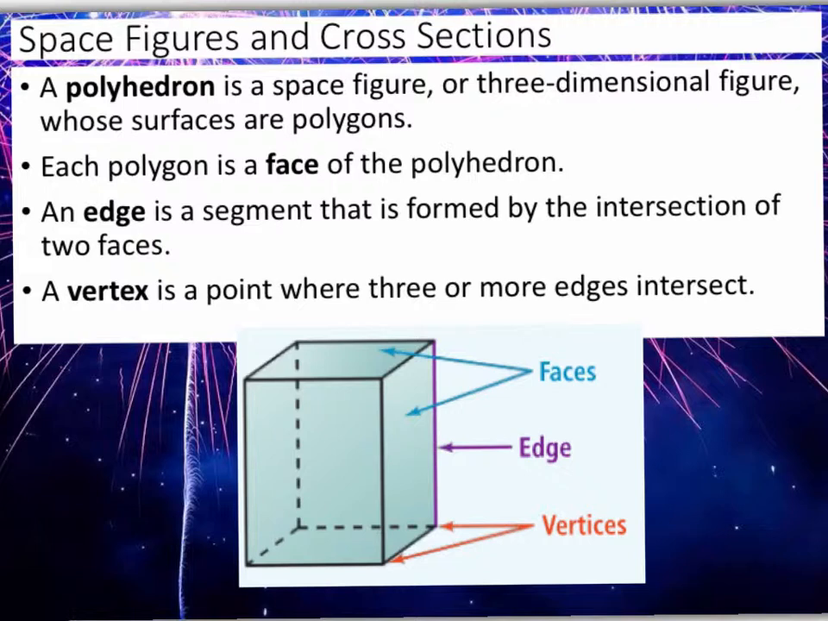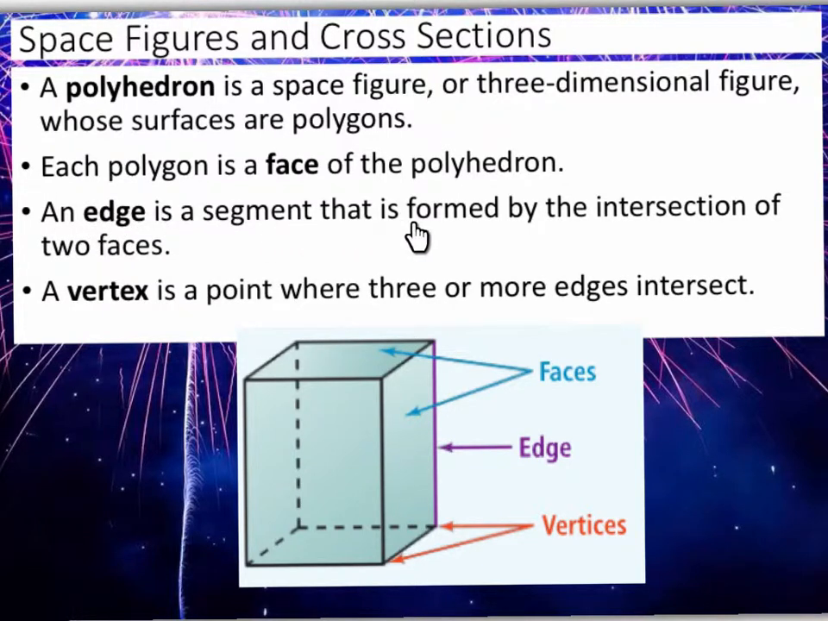So this is a figure that's usually within 3D, or a three-dimensional figure whose surfaces are all polygons. So for the last 2 or 3 weeks, we've discussed how to find the area of a polygon. Now we're going to use those skills to help us find the surface area and then the volume of a polyhedron or a space figure. So each polygon is a face of the polyhedron. Notice that this one has rectangles as its faces.